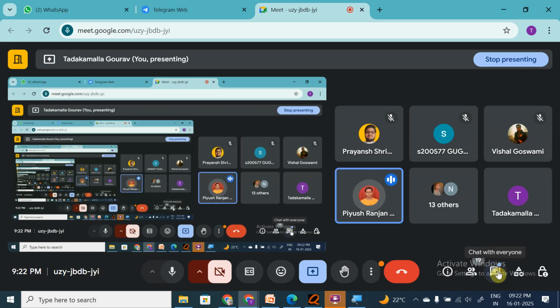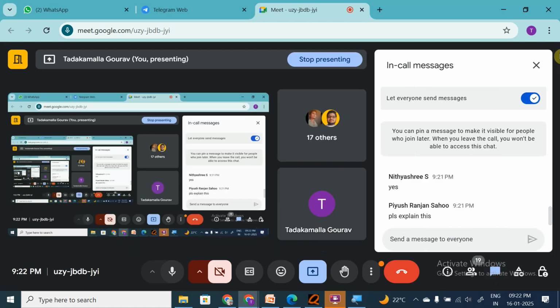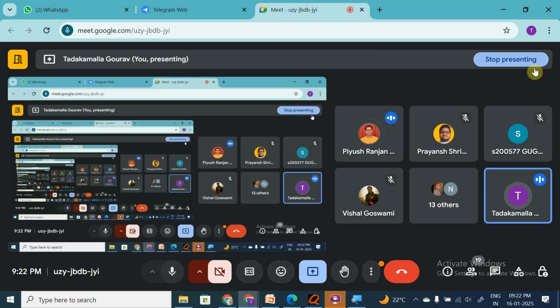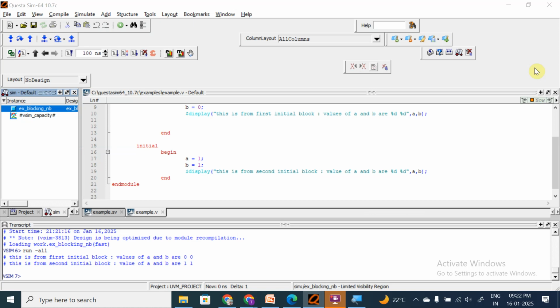But sir, both initial blocks will execute at the same time. Yes, that is what I am expecting. So theoretically, what we have learned is that both initial blocks will run parallelly, so the values of A and B will be driven simultaneously. So the first initial block and second initial block will start their execution at time t is equal to 0, and my A will be equal to 0, and from another initial block my A will be 1. So my answer should be A equal to unknown, right? But I am getting my $display of A B as 0, 0 and 1, 1.